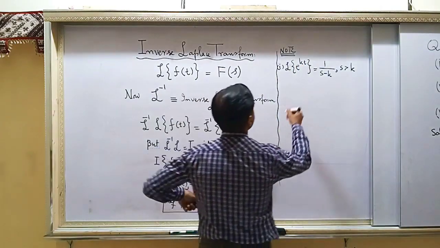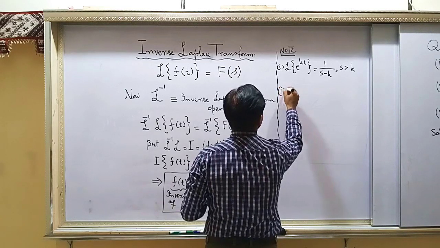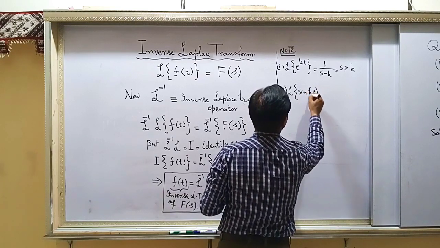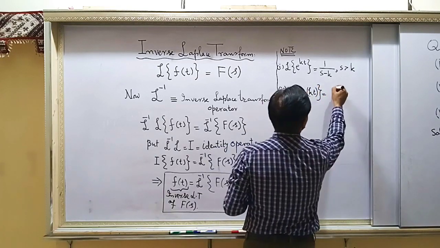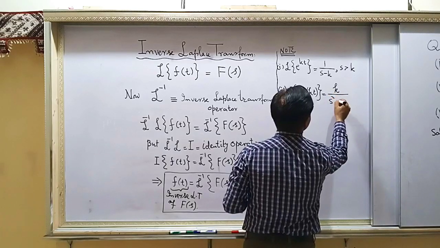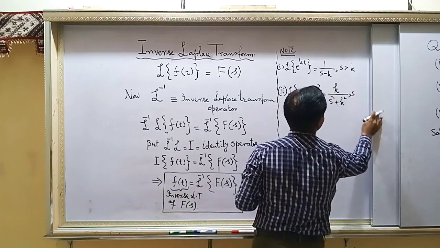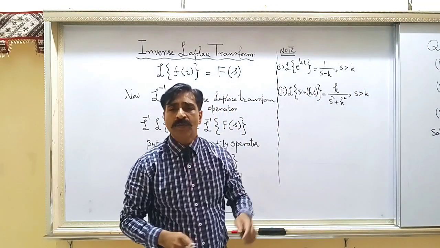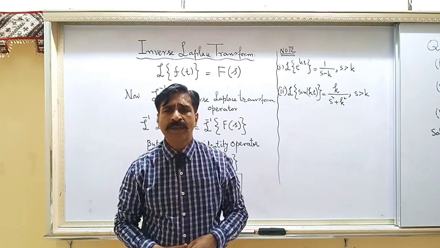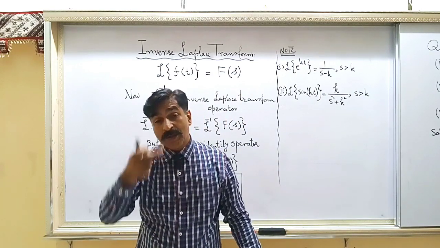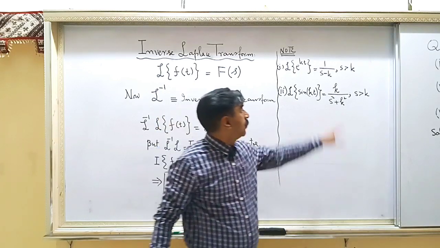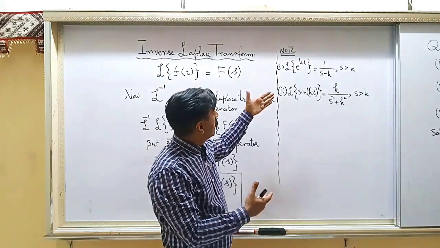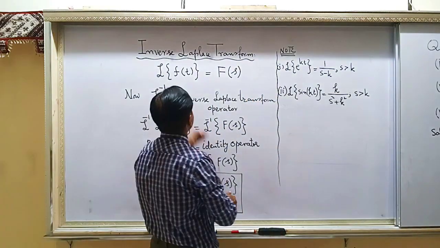Now, similarly, there is a second formula: the Laplace transform of sine of kt. This was k over s square plus k square, and again s greater than k. This is the condition. These Laplace transforms we have already found and calculated in a separate video. You may visit that video, made by me on the Laplace transform, if you do not know these transforms.